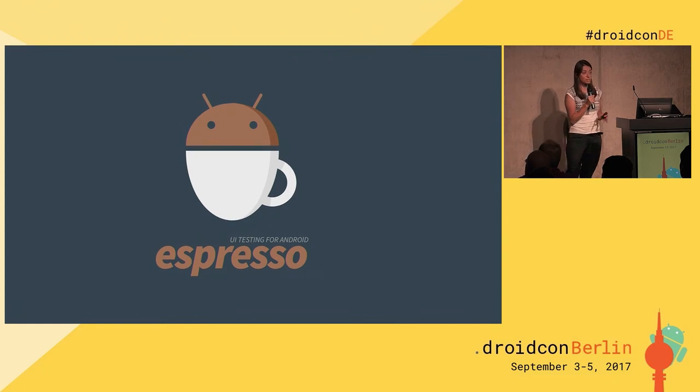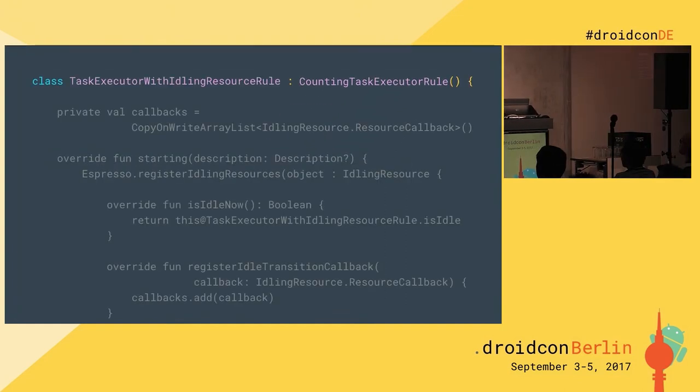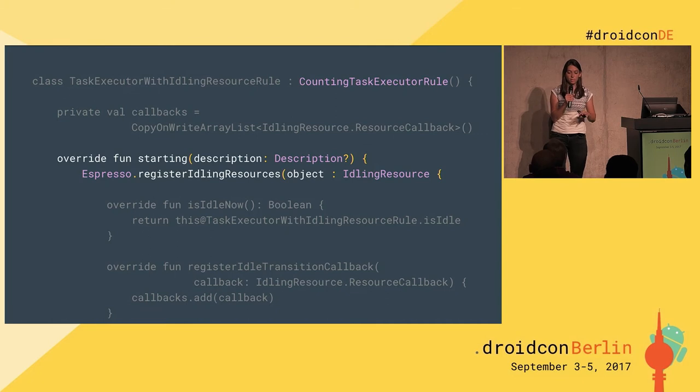What happens when you actually use Espresso and you want to implement integration tests? We have another handy test rule, which is called CountingTaskExecutorRule. And this test rule actually swaps the background executor used by architecture components with another one that counts the tasks that are started and finished. Here you'll have to do a little bit more work because you'll have to actually extend this class. And then whenever the test is starting, you'll have to register your idling resources. But there isn't that much work to do on this.